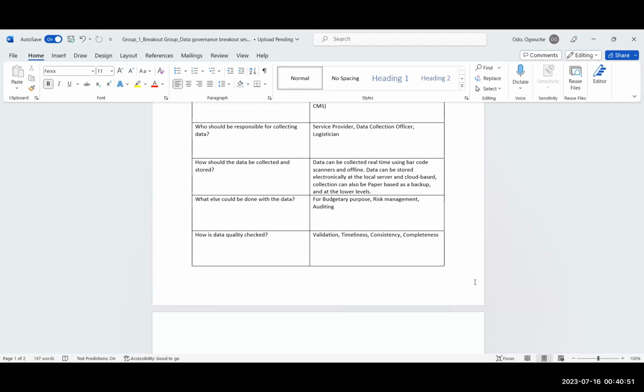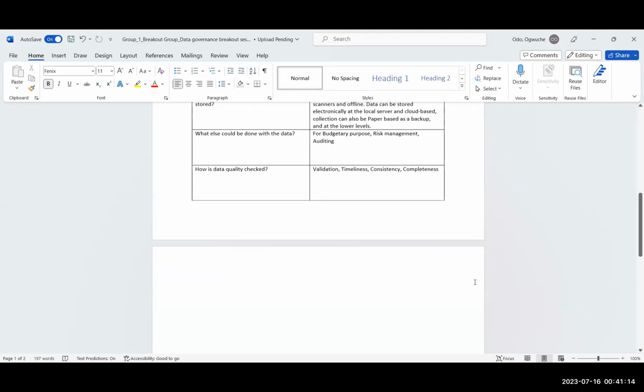The next question talks about what else could be done with the data. Having deliberated earlier, we came again and came up with some other uses of this data. So we say data can be used for budgetary purposes. You can use it for risk management as well as auditing.